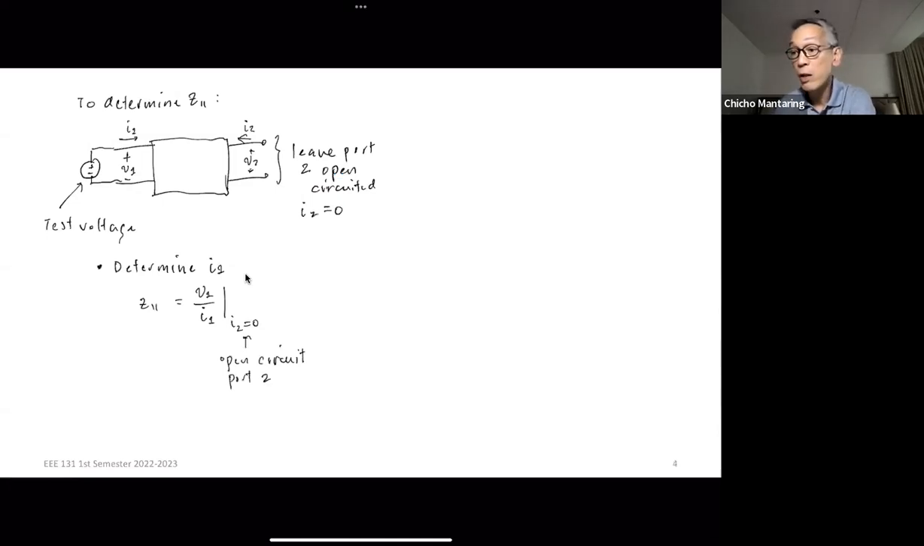So that's a process in which you determine your Z parameters. And note, Z will always be a voltage divided by a current. That's why it's an impedance. Okay. So your Zxy, this is a voltage over current, and therefore this will be in ohms. It is an impedance.